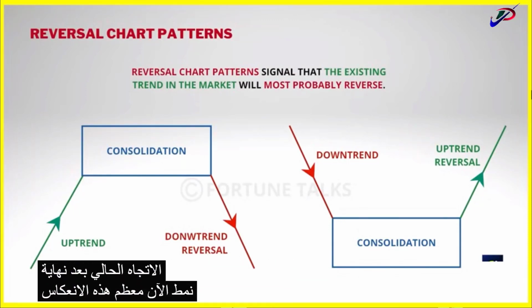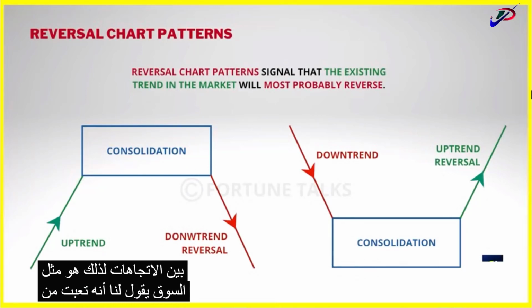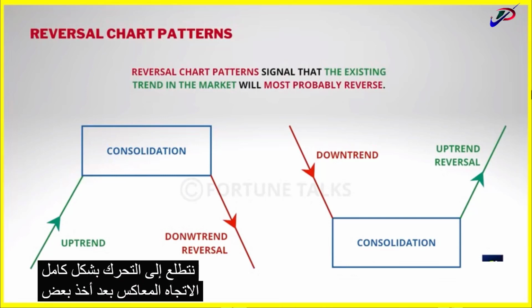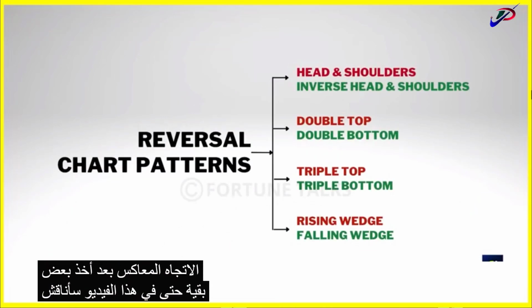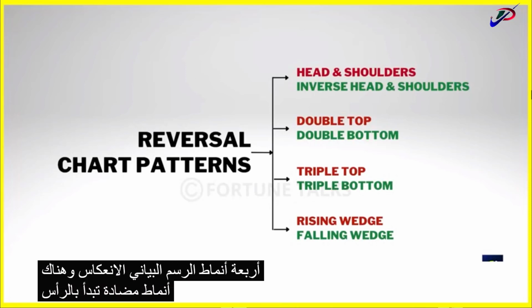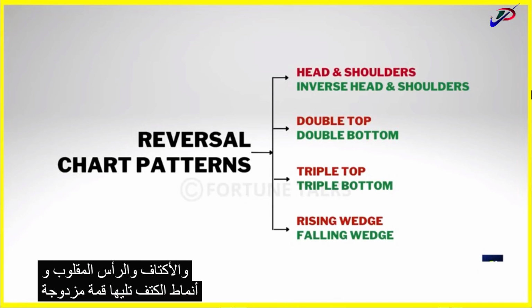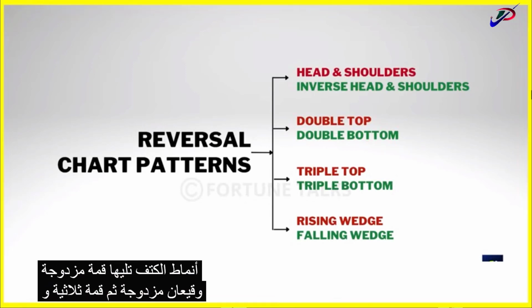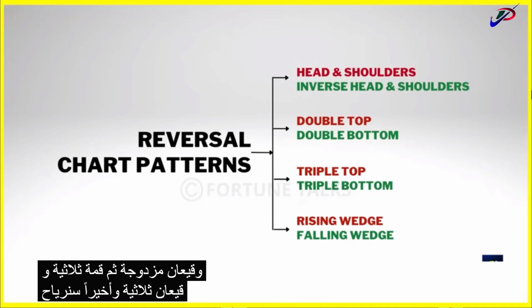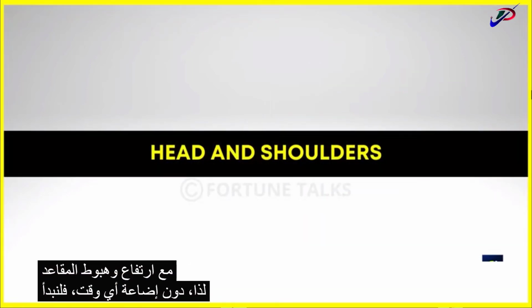Now most of these reversal patterns are formed as consolidation in between the trends. So it's like the market telling us that it is tired of going in a particular direction and is looking to move in the completely opposite direction after taking some rest. So in this video, I'll be discussing 4 reversal chart patterns and their counter patterns, starting with the head and shoulders and inverted head and shoulders patterns, followed by double top and double bottoms, then triple top and triple bottoms, and finally we will wind up with the rising and falling wedges. So without wasting any time, let's begin.